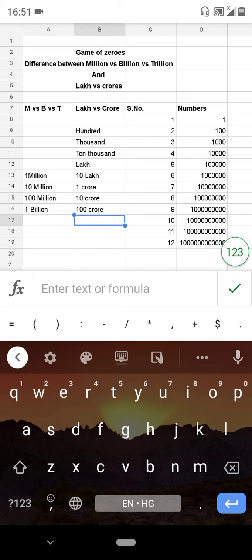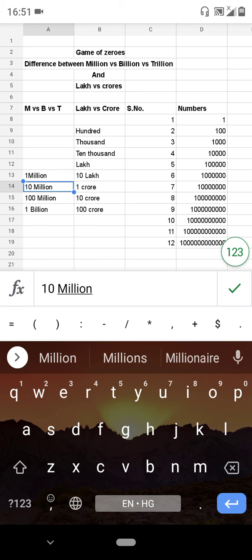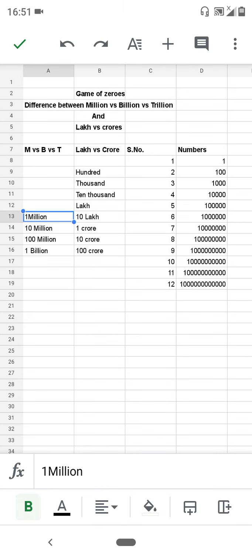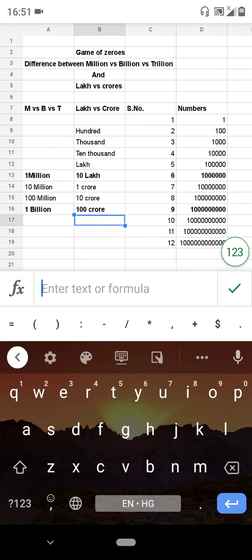So in a million you need 6 zeros. Let me keep it bold wherever we have the millions and lakh. In fact, lakh is just above this, so I'm just doing a bold here. For 1 million you need 6 zeros. For 1 billion you need 9 zeros. And now coming to the 10th row, you have got 10 zeros, and in 100 crore you needed a total of 9 zeros.